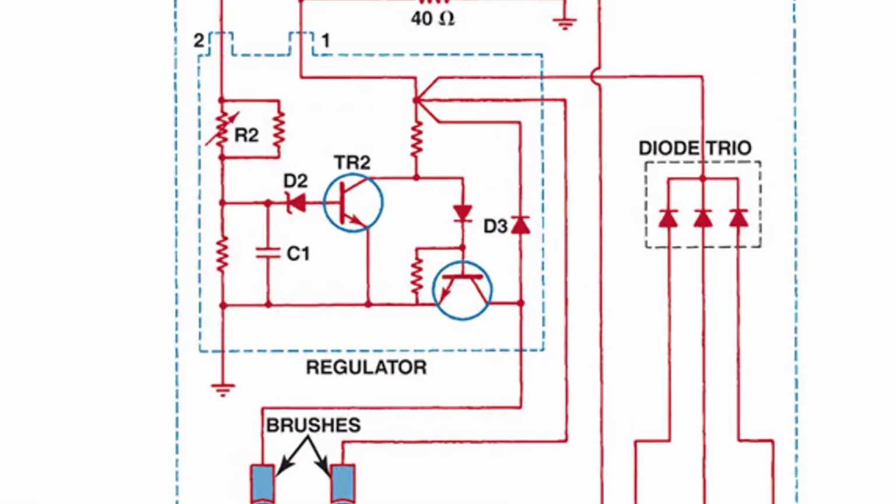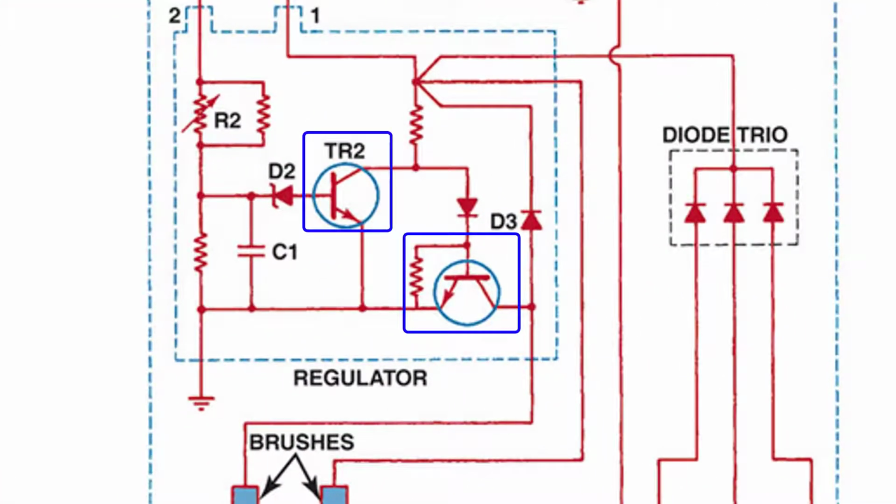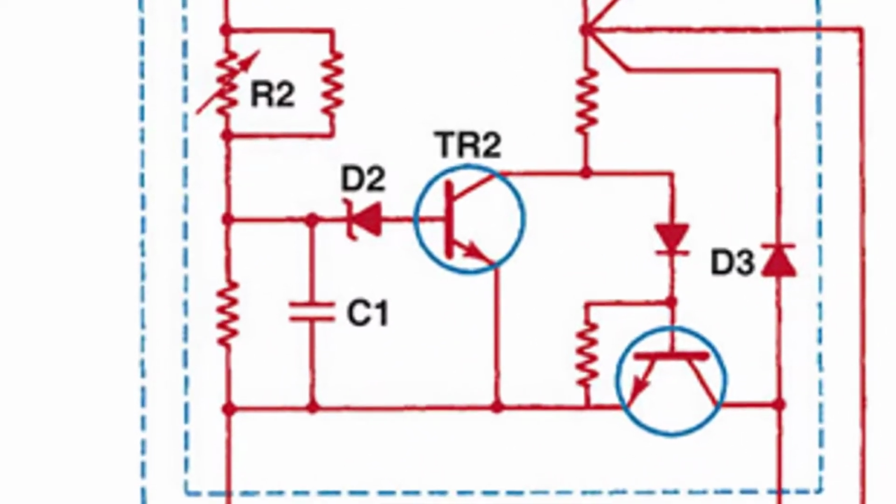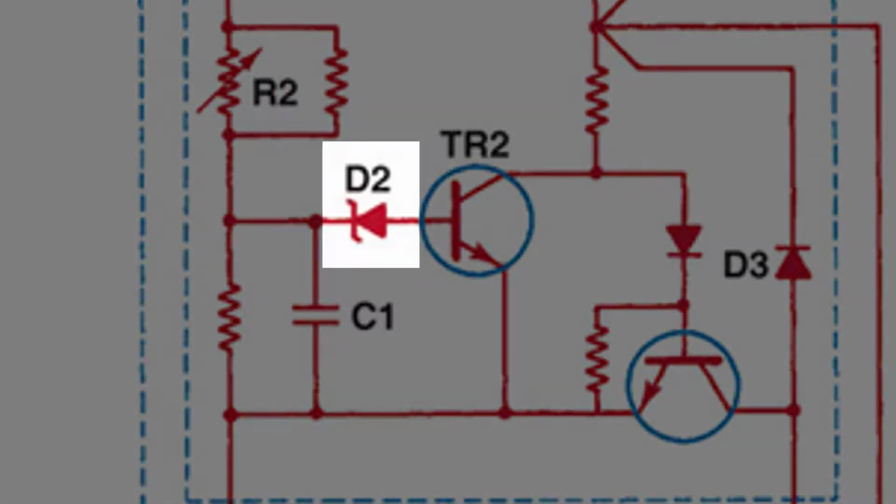Now you'll notice there are two transistors, and we haven't really gotten into what transistors are. Think of them like solid state relays. They can either turn something on or turn something off based on inputs. You'll notice there's a diode that looks different than all the other diodes. That is the Zener diode.